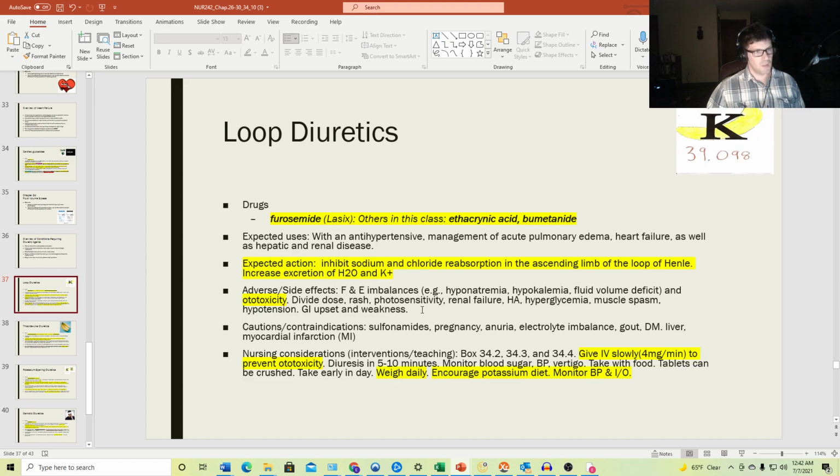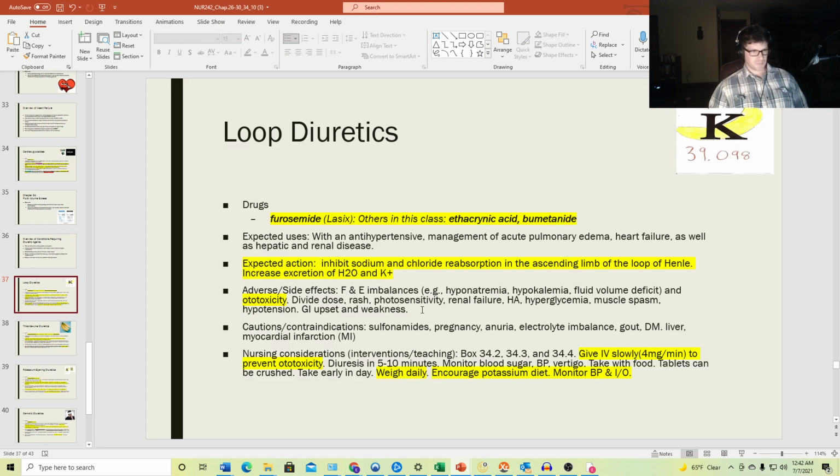So, expected action. Again, we have all these highlighted. Inhibit sodium and chloride reabsorption in the ascending limb of the loop of Henle. Increase excretion of water and potassium. So it is not potassium sparing. There's only one potassium sparing, and this is not it.